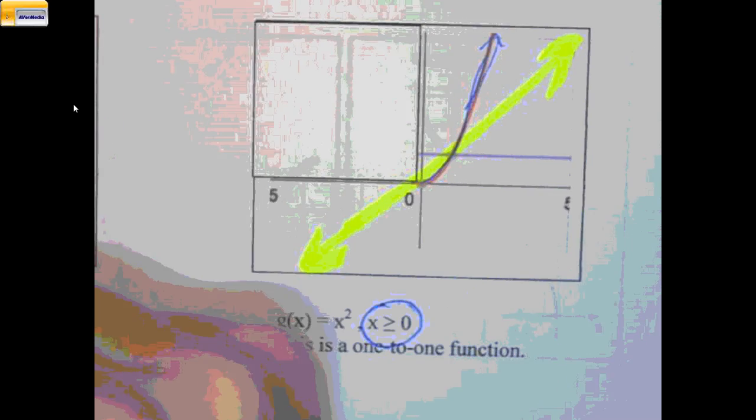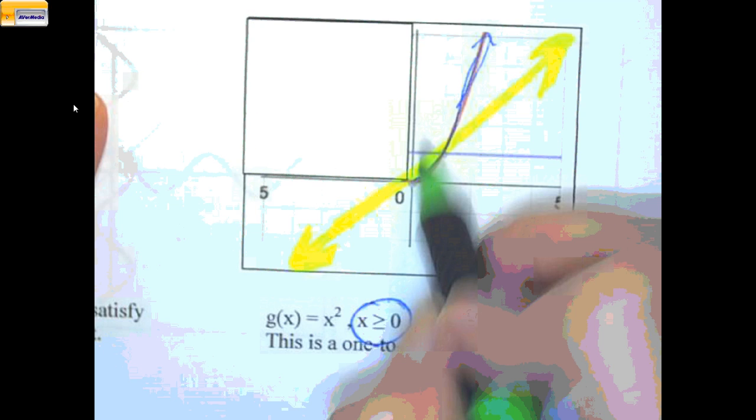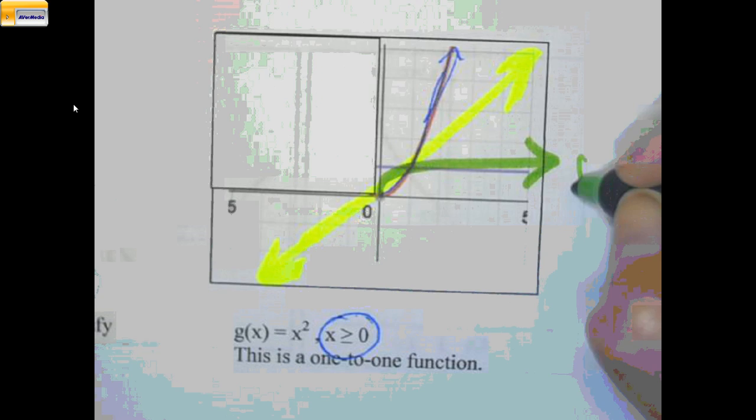I'm going to reflect it over that, and I need a different color. Where's my green one? Oh, there it is. I'm going to reflect it over that line so that now it looks like that. So this green one is the inverse.